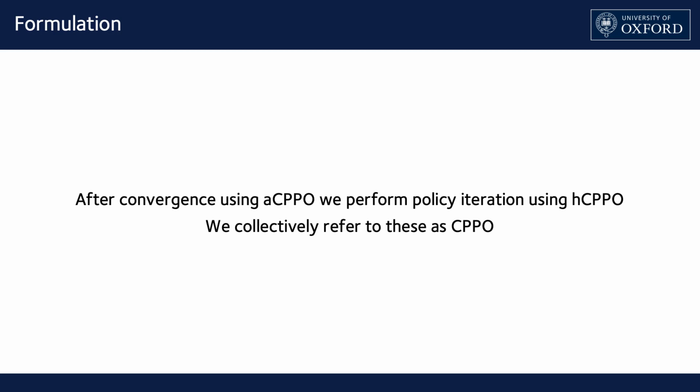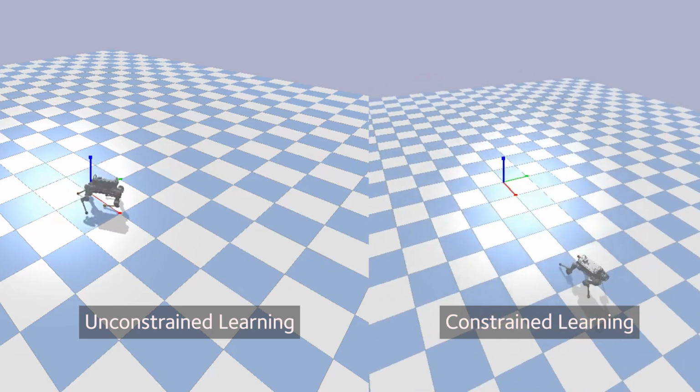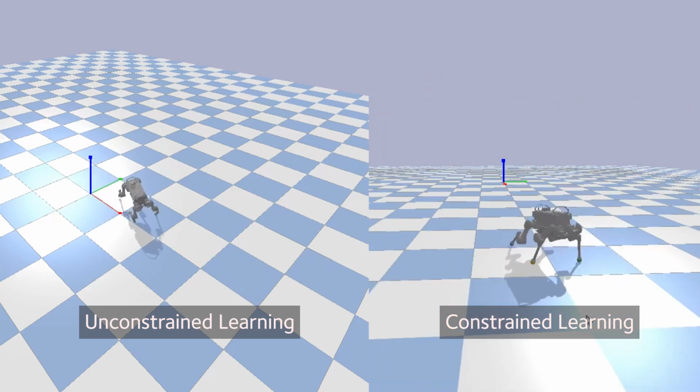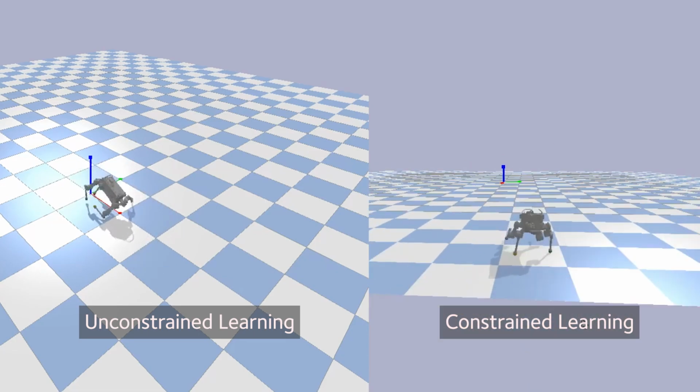After training a narrow policy using ACPPO, we perform HCPPO such that only those policies which obey the cost limits are sampled. While performing preliminary experiments, we observed that introducing even basic costs as approximations of constraints in the reward function significantly impacted the behavior of the policy.